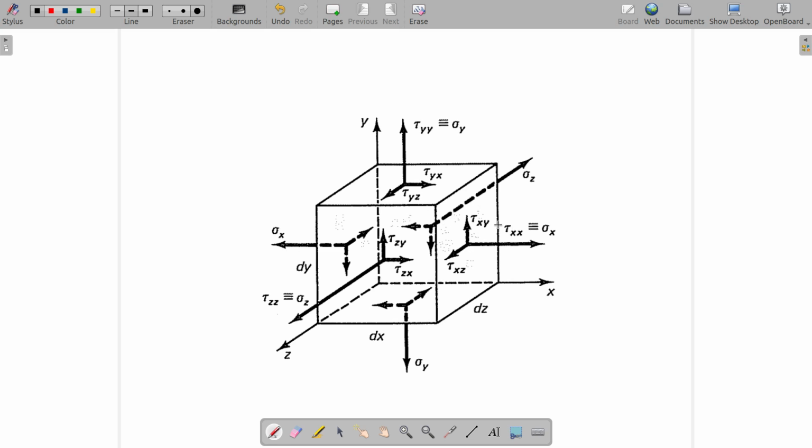So the stress components which are perpendicular to the area on which it acts are known as normal stresses, and those components which act parallel to the area are called shear stresses. Hence, tau xx will also be written as sometimes sigma x. Sigma x means normal stress in x direction on the plane perpendicular to x axis. Similarly, tau yy may also be written as sigma y, and tau zz may also be written as sigma z. That is something else to remember.